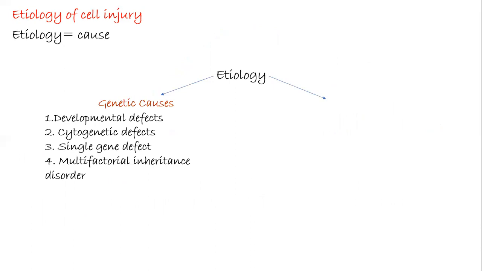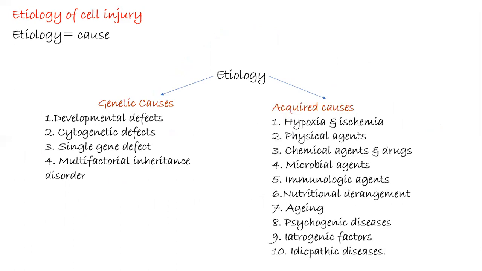Now let's take a look towards the etiology of cell injury. Etiology means cause. Etiology of cell injury is divided into two types. The first one is genetic cause. The genetic causes involve developmental defects, cytogenetic defects, single gene defect, multifactorial inheritance disorder. The second type of cause is called acquired cause. It involves hypoxia and ischemia, physical agents, chemical agents and drugs, microbial agents, immunological agents, nutritional derangements, aging, psychogenic diseases, iatrogenic factors, and idiopathic diseases.